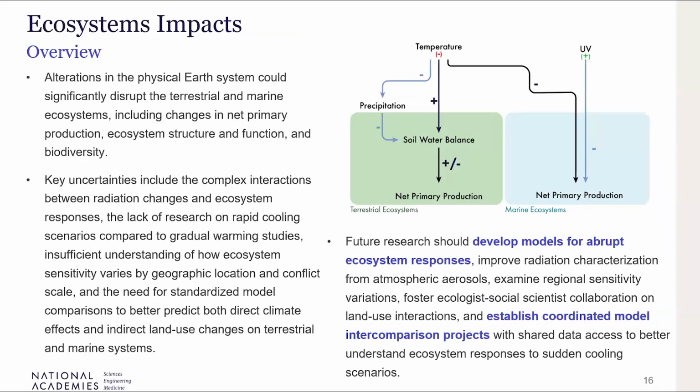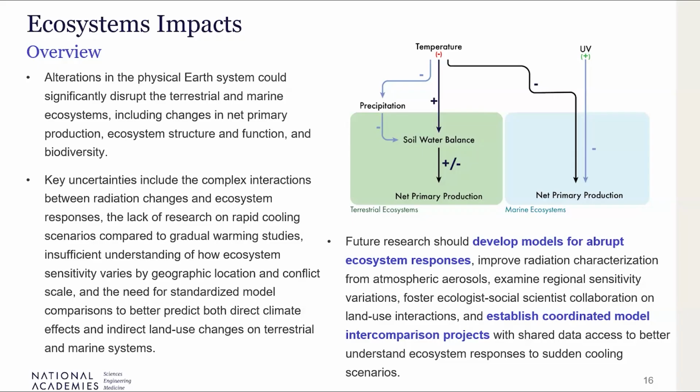Next, we follow from the physical impacts of the Earth system to ecosystem impacts, looking at alterations in the physical Earth system where there may be disruptions to terrestrial and marine ecosystems and net primary production. And the plot on the right illustrates what may happen as a reduction of incoming shortwave radiation.